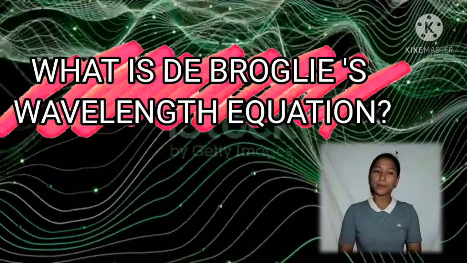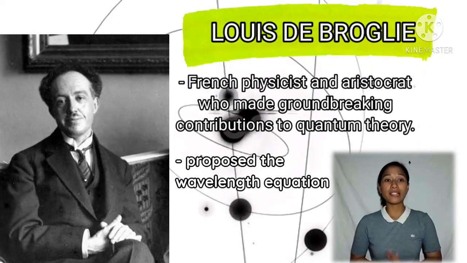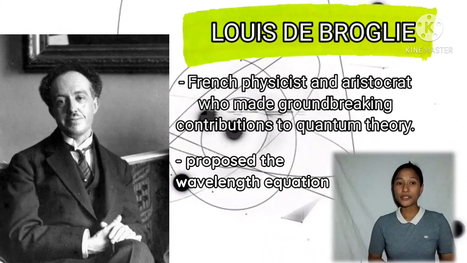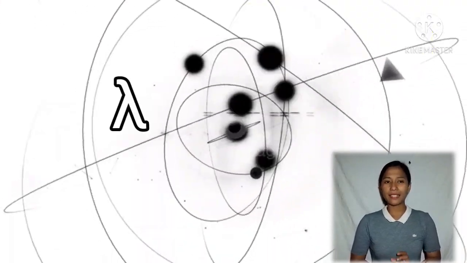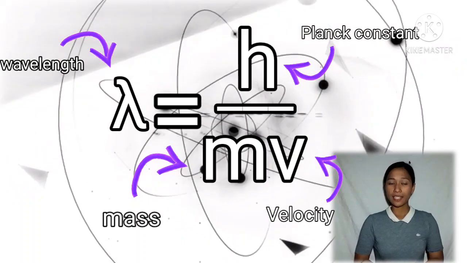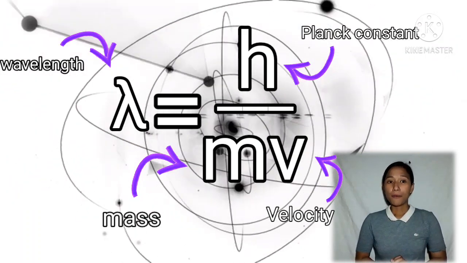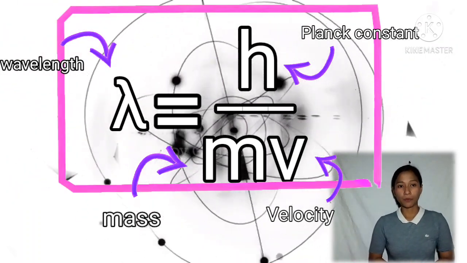But what is the de Broglie wavelength equation? Based on the famous physicist Louis de Broglie, he showed that the wavelength is equal to the Planck constant divided by the mass times the velocity.